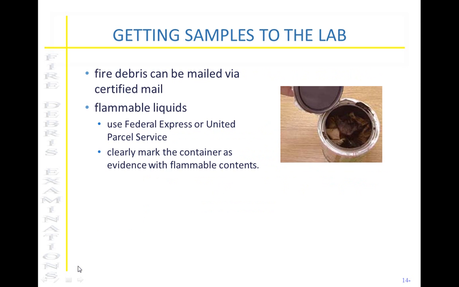And then, in the instance of fire debris samples, you have to be very careful with how you're getting your samples to the laboratory. If it is necessary to be mailed, the fire debris can actually be mailed certified mail. However, if there are flammable liquids that you want to get to the laboratory, you have to use either Federal Express or the UPS service. And these items must be clearly marked as the possibility of flammable contents.